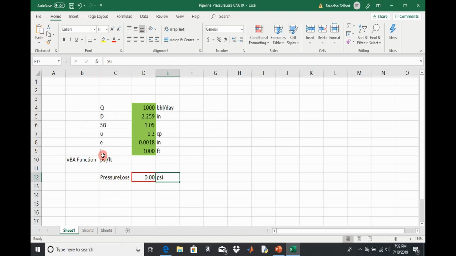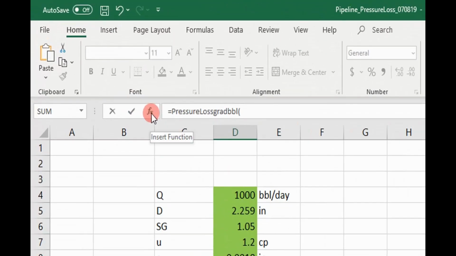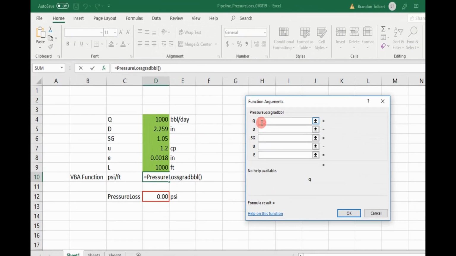Now we're going to code it. Here's the relevant data that was used in our hand calculation problem. I'm going to put in my VBA function to show you what it calculates here in PSI per foot. So I name the function this right here. I go up here, press this, and you can see the inputs.